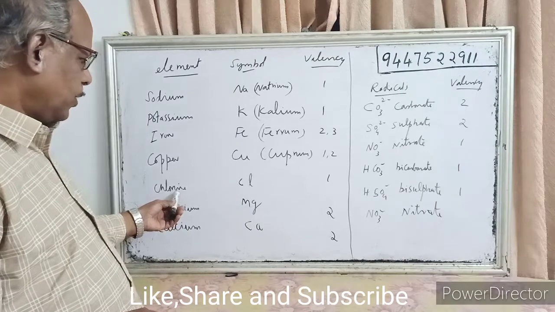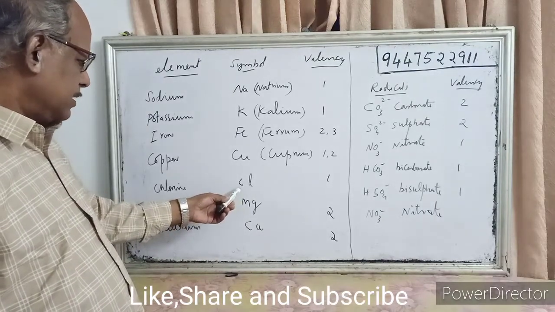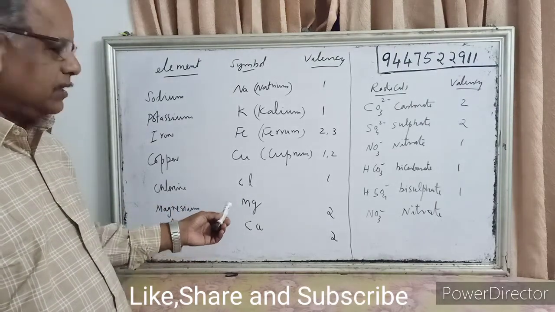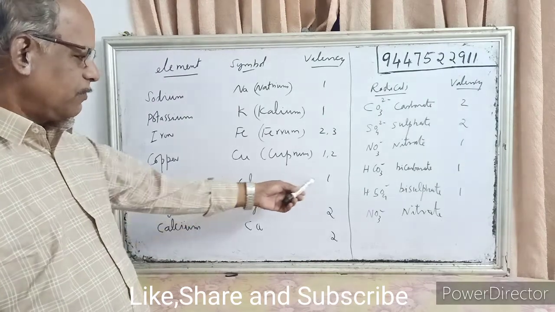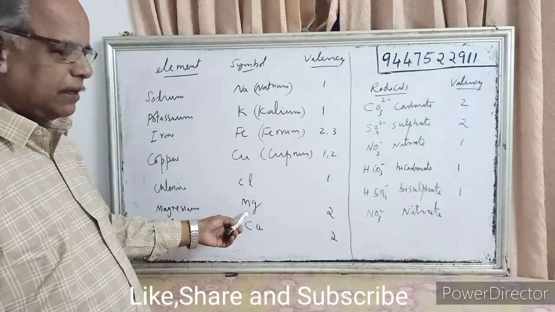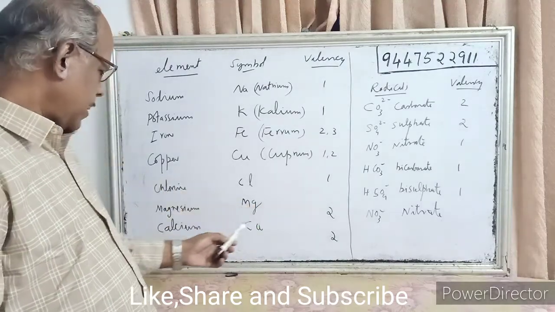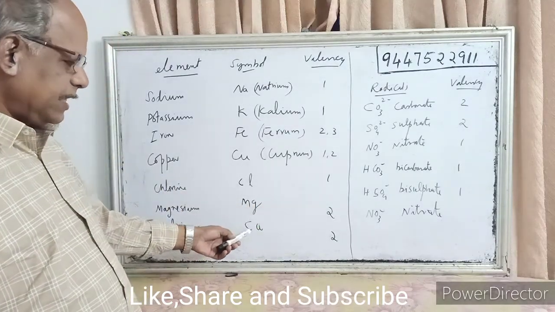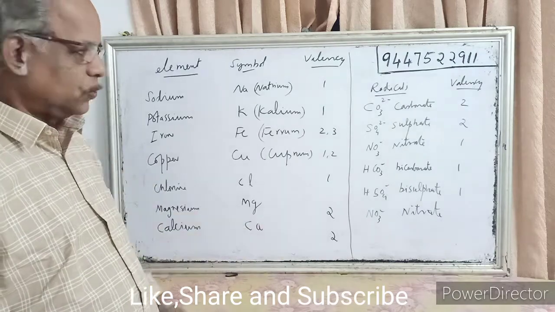The next element is chlorine, Cl. C is already taken for carbon, so you have to use Cl for chlorine, valency is 1. Then magnesium, symbol is Mg, valency is 2. Then calcium, Ca, valency is 2.